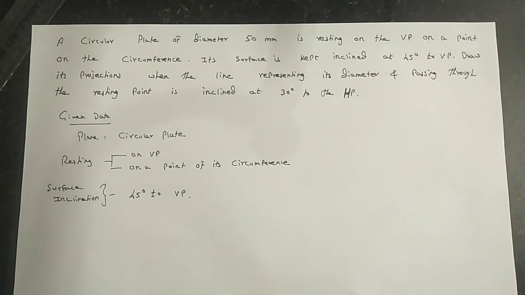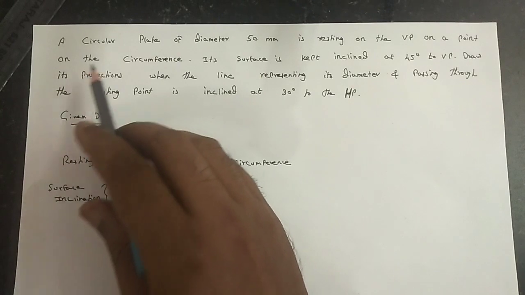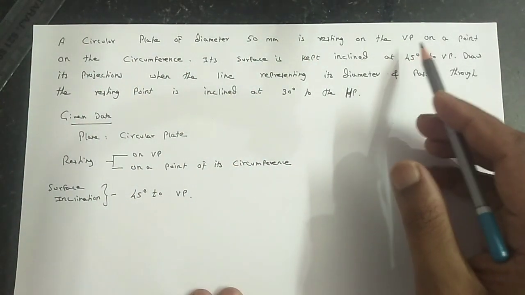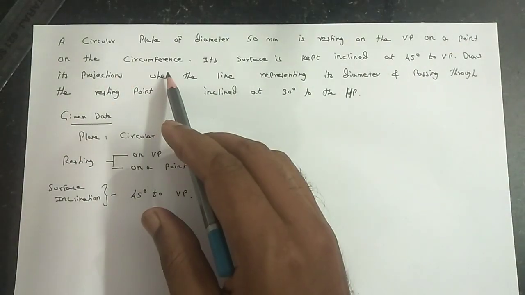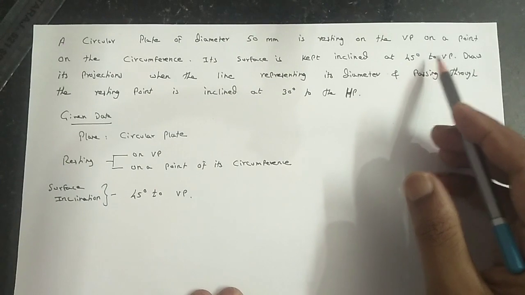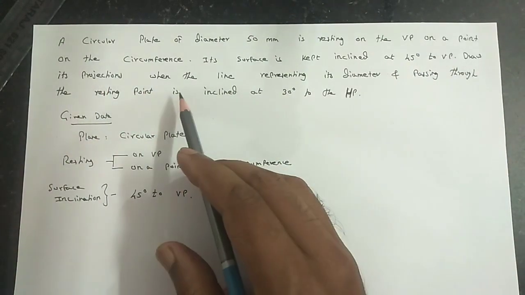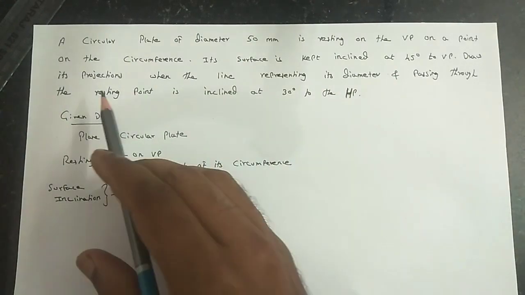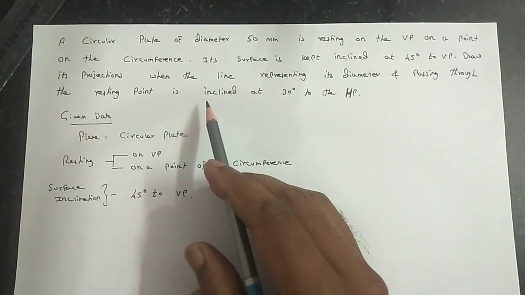In this video, I am going to explain how to draw the projection of a circular plane. The problem is: a circular plate of diameter 50 mm is resting on the VP on a point on the circumference. Its surface is kept inclined at 45 degree to VP. Draw its projections when the line representing its diameter and passing through the resting point is inclined at 30 degree to HP.